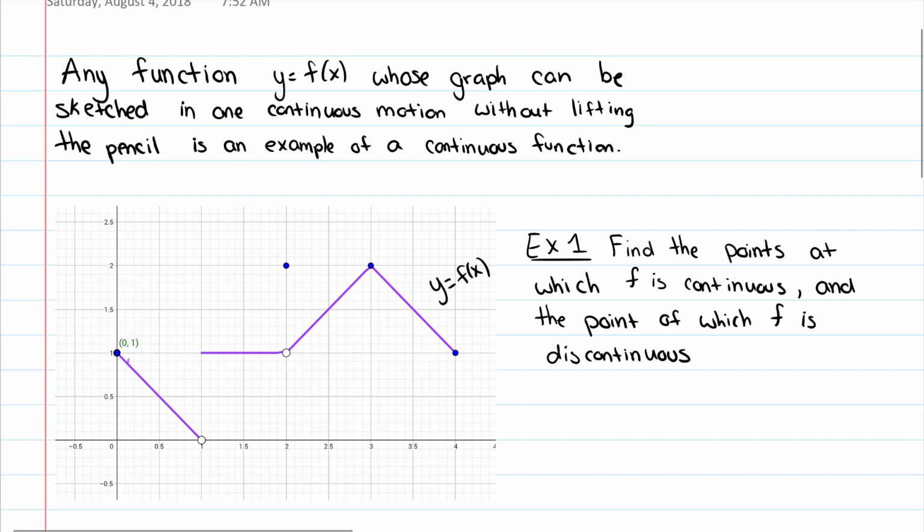Example 1. Find the points at which f is continuous and the points at which f is discontinuous based off this graph. Looking at this graph, we can determine continuity if we can sketch out the graph without having to lift our pencil. So I'm going to try to do that now. I'm going to trace this, and I notice that right here I have to lift my pencil in order to continue the graph. So at x equals 1, we're going to have a point of discontinuity.